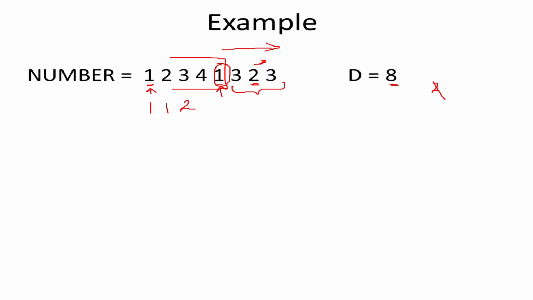So after this, is there any occurrence of 2? No, it is not. So we'll be checking if the value of 3 is less than d, and as d is 8, we will check for 3. We'll not be checking up to here, we'll be checking after this. So is 3 present in this? Yes, it is present. So we'll be appending 3 to the smallest number.